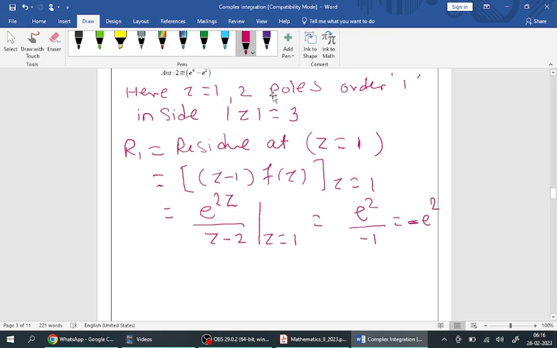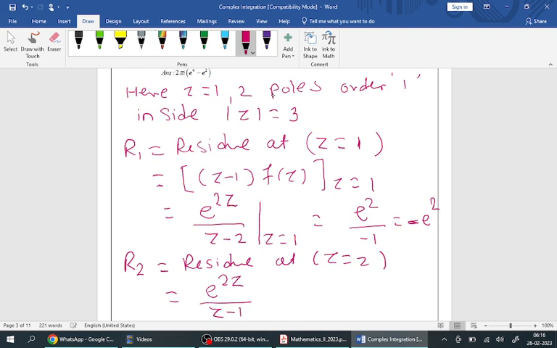Now let me calculate R2, the residue at z equal to 2. I'll do it a little directly here. We're left with e raised to 2z upon z minus 1 at z equal to 2. I've written it directly; you can check it. If you replace it, e raised to 4 upon 1, so that is e raised to 4 only. That is R2. So we got R1 and R2.